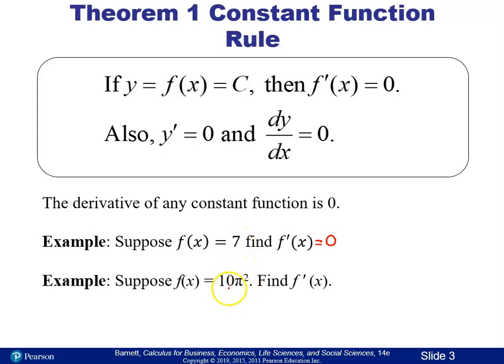Okay, same thing here. 10, this doesn't look as much like a constant, but pi is a constant. So 10 pi squared is actually, the derivative of that is going to be 0 because, again, this is a constant.